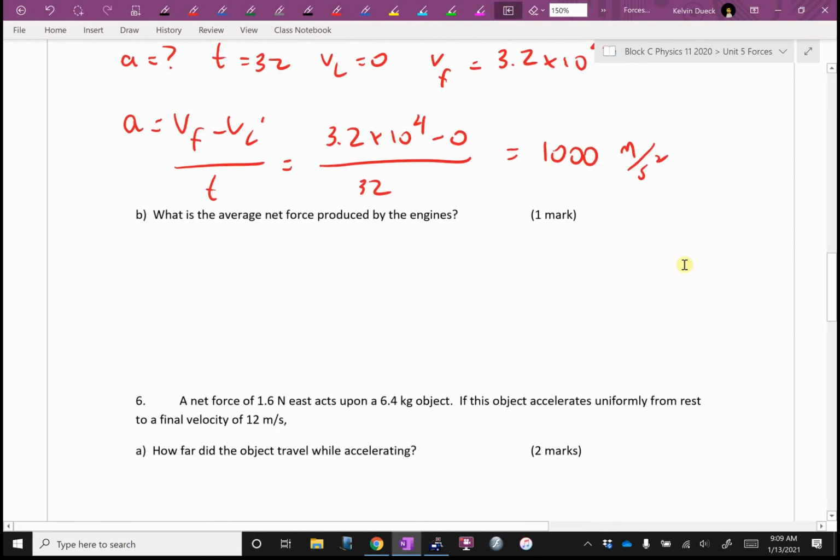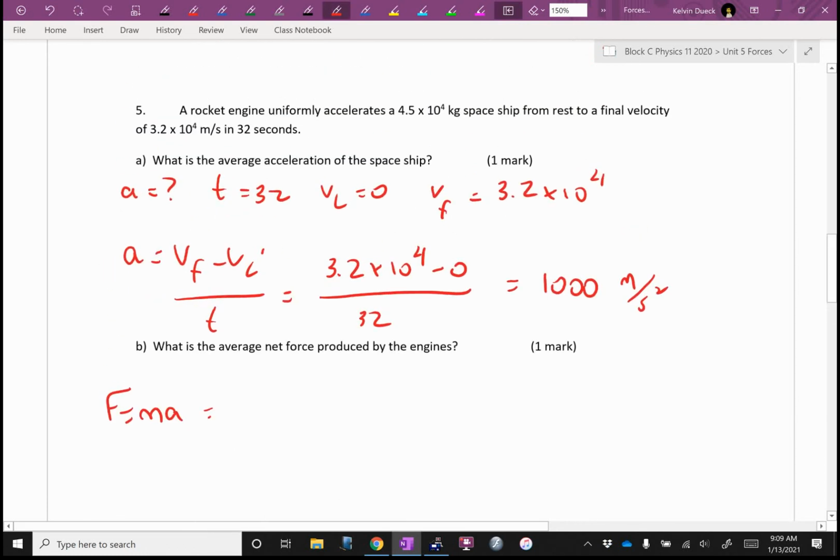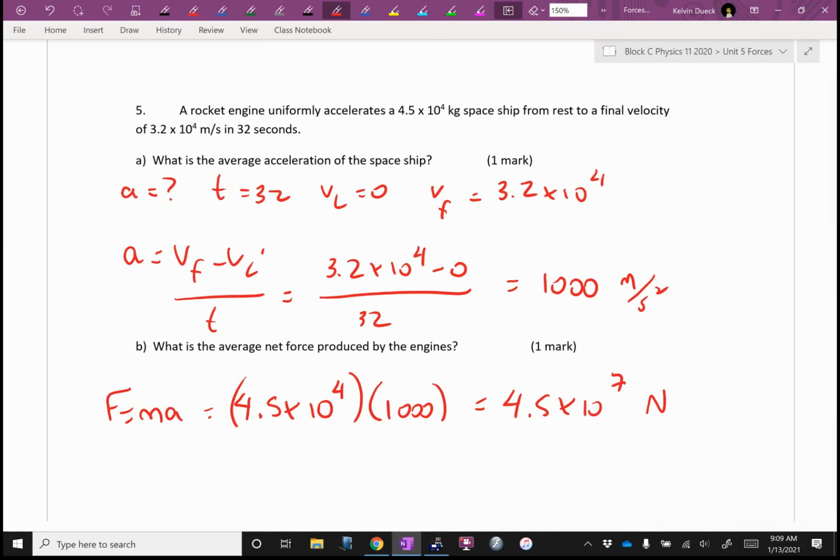What's the average net force? Oh, F equals ma. What was the mass of the spaceship? 4.5 times 10 to the fourth times 1,000. That's just going to be 4.5 times 10 to the seventh newtons, I think. Yes? A 4, a 5, and then 6 zeros would be after the 5.